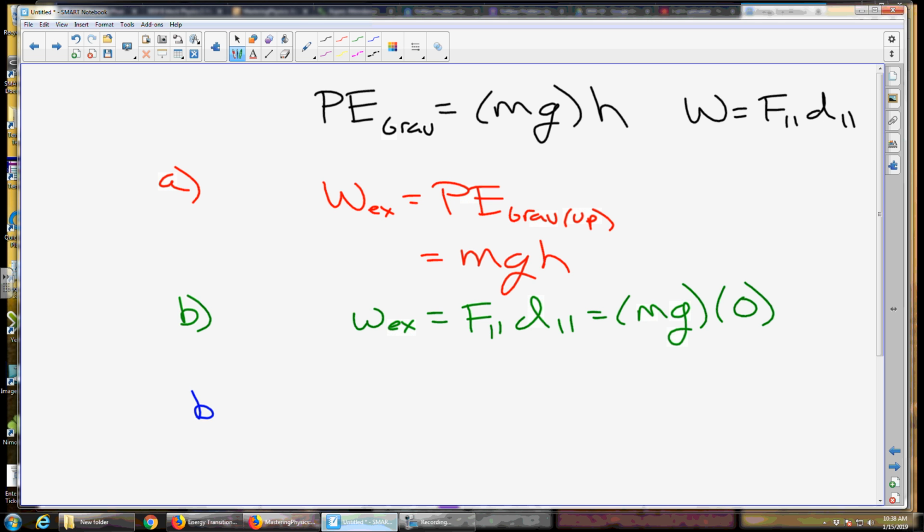And then part C should just be the negative of my answer to A. Should be. Let's see if they remembered the negative sign.